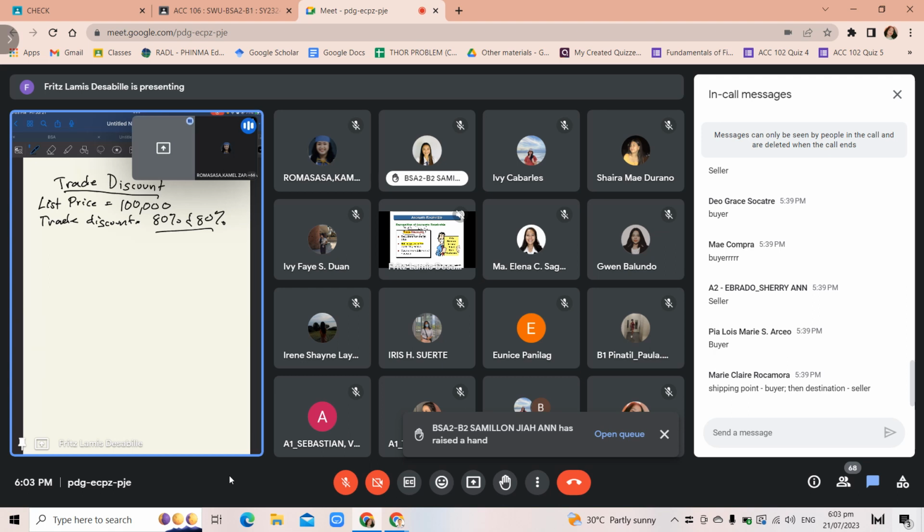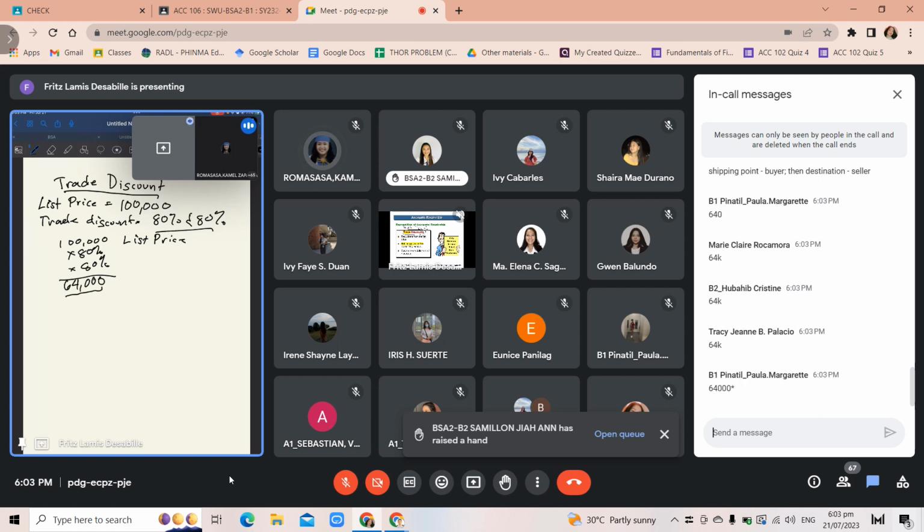So first we get the invoice price from the list price. With 80% and 80%, you simply multiply this 100,000 by 80% and 80%. So 100,000 times 0.8 times 0.8, guys, how much? 64,000. So this 64,000 is what we call the invoice price.